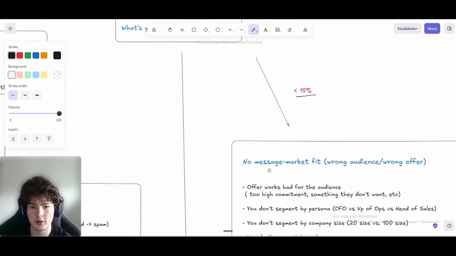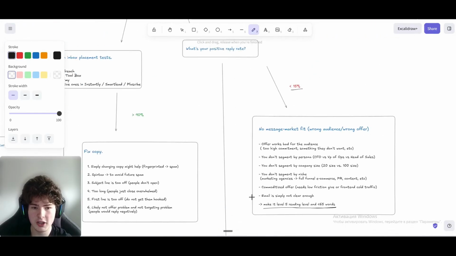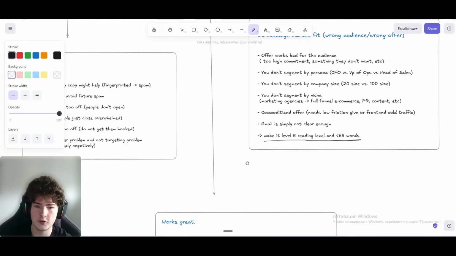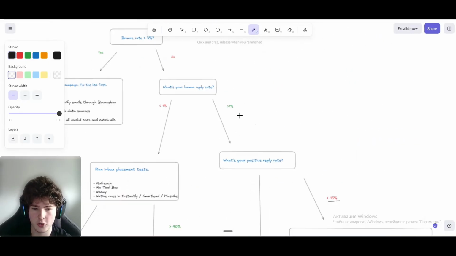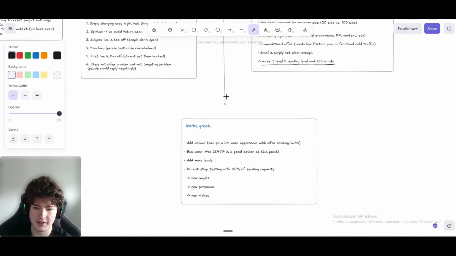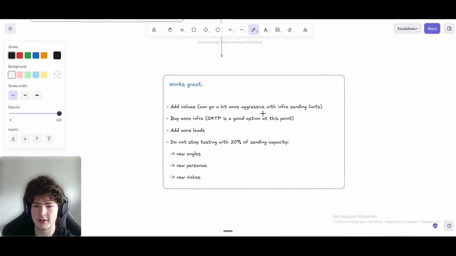And if you're more than 15%, then it works great. This is my fundamental metrics: if your bounce rate is less than 3, human reply rate is more than 1, and positive reply rate is more than 15, then it works great. You can add more volume, go a bit more aggressive with infra sending limits. You can buy more infra. SMTP is a good option at this point because people engage with your emails, right?